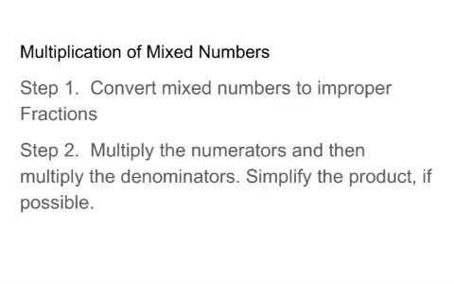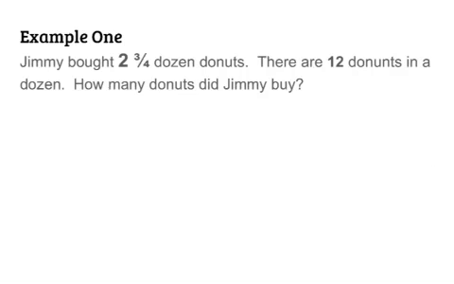Okay, let's look at some steps here for working specifically with multiplication of mixed numbers. For instance, a mixed number is something such as 2 3/4. The first thing you need to do is to convert mixed numbers to improper fractions, and we'll work on that. And then once you've converted to improper fractions, you just multiply the numerators and then multiply the denominators, and, of course, simplify the product if possible. Okay, so let's go ahead and take a look at example 1.